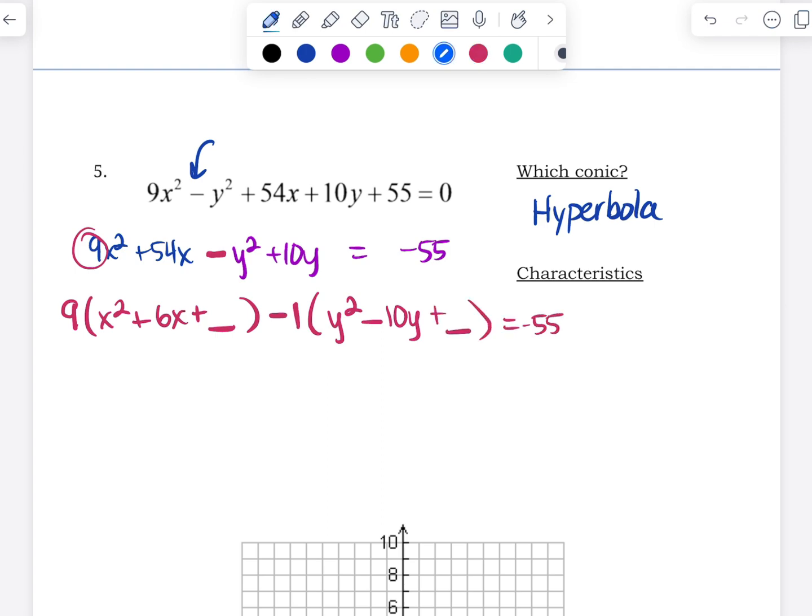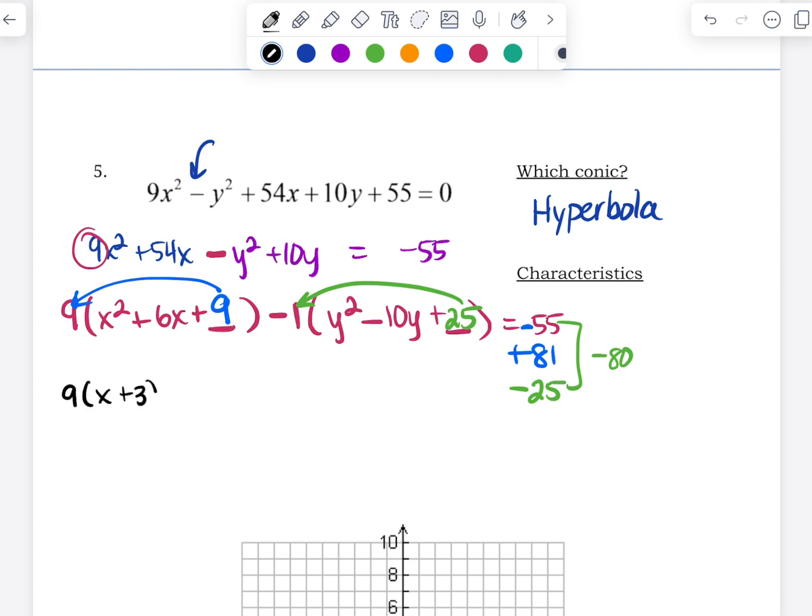Okay, so I'm going to get 9, because 6 divided by 2 is 3, which really means I'm adding 81. All right. And then I'm going to get 5 squared, which is 25. So I'm really subtracting 25. So all in all, I'm subtracting 80, right? So I'm going to have 9 times x plus 3 squared minus y minus 5 squared equals 1.